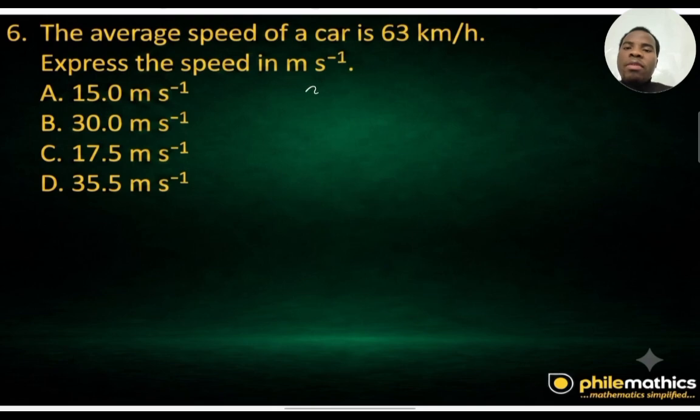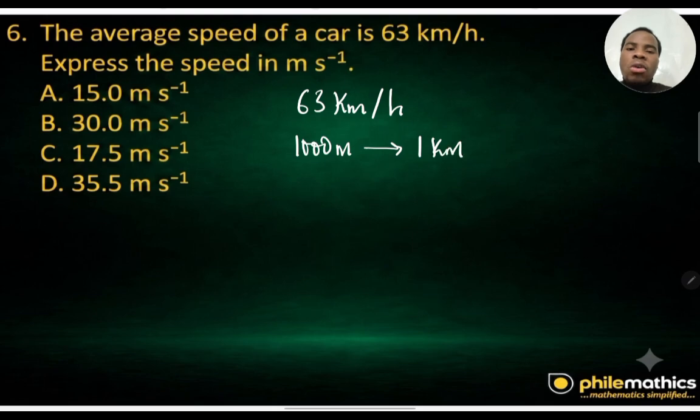So we have 63 kilometers per hour. So you ask yourself, how many meters are in a kilometer? We know that 1,000 meters gives us 1 kilometer. And how many seconds are in an hour? We know that 60 seconds make a minute times 60 minutes make an hour. So 60 by 60 seconds makes an hour. So we simply have to substitute this in place of kilometer and hour.